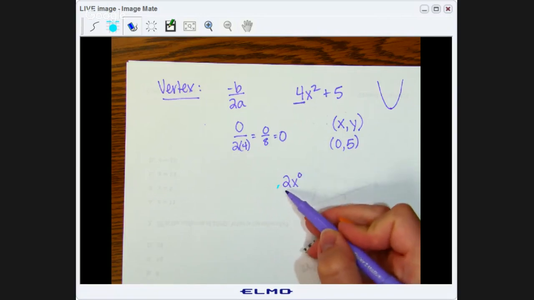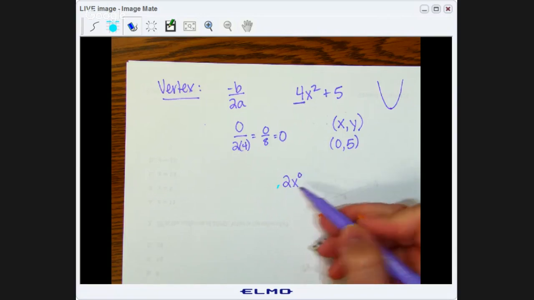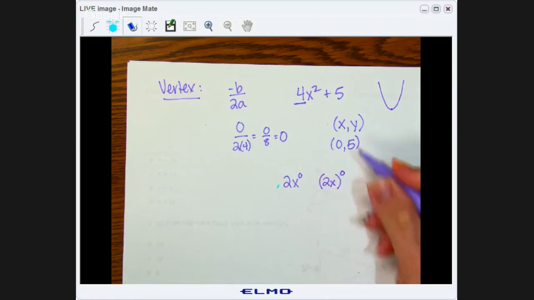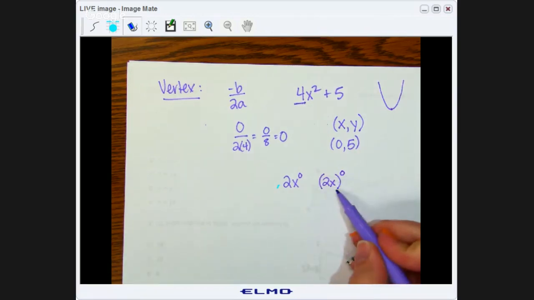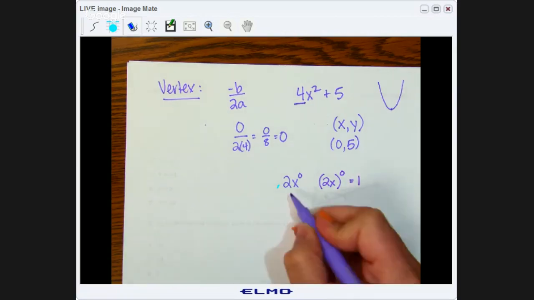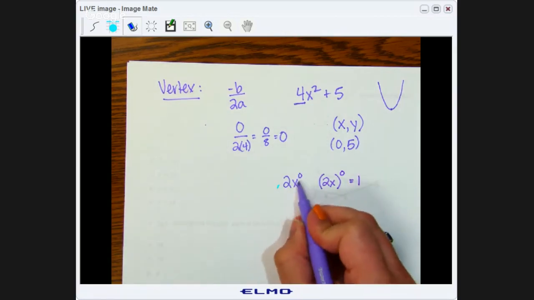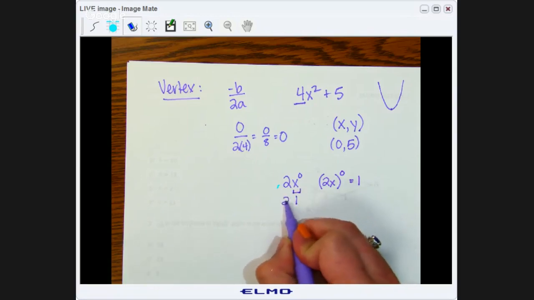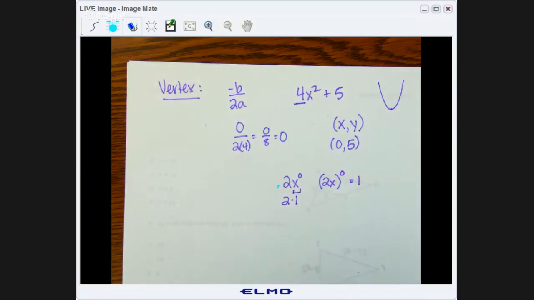But then that 2 would have to be multiplied by that value of 1. Whereas if I had something that looks like this, where the 0 is attached to the entire quantity of 2x, then this whole entire thing would equal 1. But in this particular case, where the 0 is only attached to the x, just this portion would equal 1, and then you'd have to multiply that number by 2.